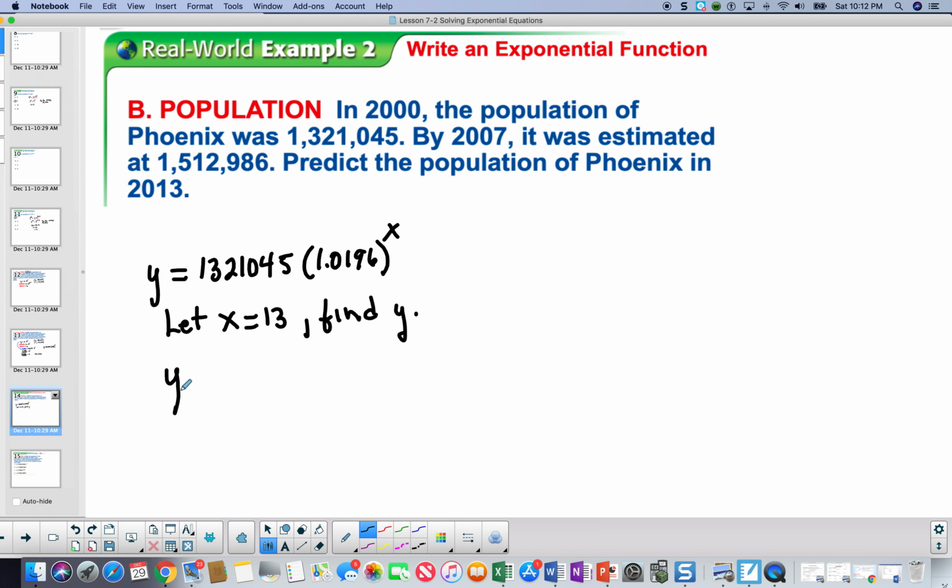So I'm going to write y equals, and here's my initial value at time equal to 0. 1.0196, and now I'm going to take it to the 13th power. We're going to put it in our calculator, and I get approximately 1,700,221 when I round. Okay, so this is the estimation for the population in 2013, which seems reasonable because it's higher than in 2007.